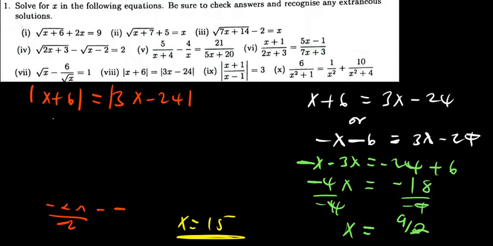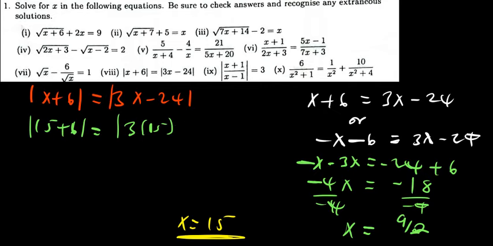We start proving with 15. If I put 15 here, it will be the modulus of 15 plus 6 is equal to 3 times 15 minus 24. So that will be 21 now in the modulus. So 3 times 15 will be 45. So 45, you do minus 24, definitely you get 21. So x is equal to 15 is indeed the solution for this equation.